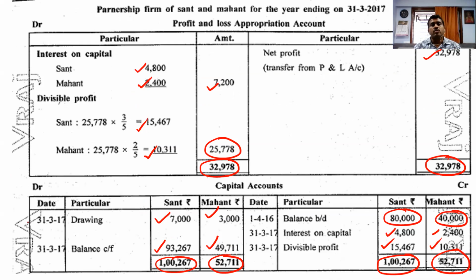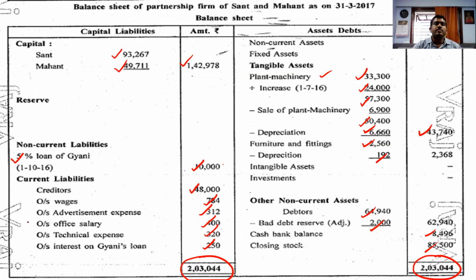Ratio 3:2 comes in points. Then we have to transfer it to that. And lastly comes the balance sheet. Here comes the balance sheet, and here we've taken everything, and we have completed this particular sum.